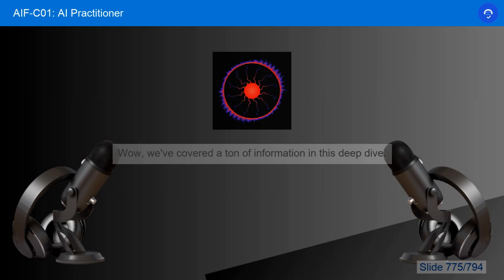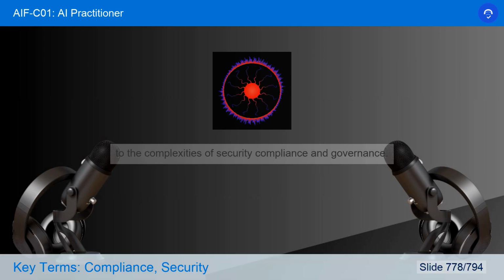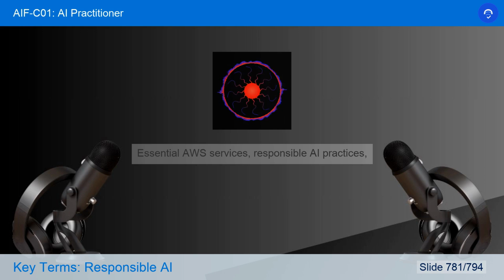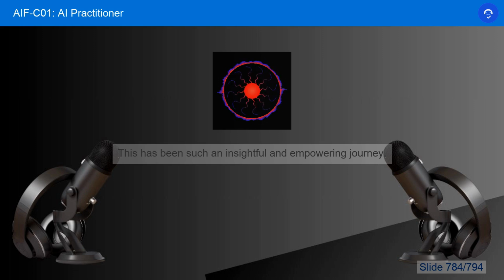That's really helpful advice. Wow, we've covered a ton of information in this deep dive. We explored all 5 domains of the AWS Certified AI Practitioner exam, from the fundamentals of AI and ML to the complexities of security, compliance, and governance. We sure did. You've learned about key concepts, essential AWS services, responsible AI practices, and so much more. You're well on your way to mastering this material. This has been such an insightful and empowering journey. Any final words of wisdom before we wrap things up?